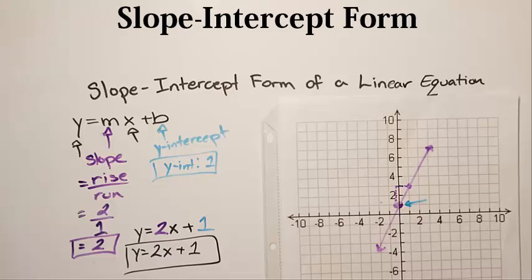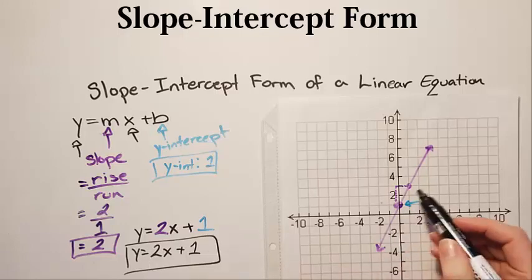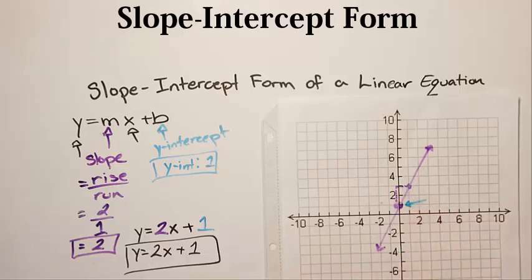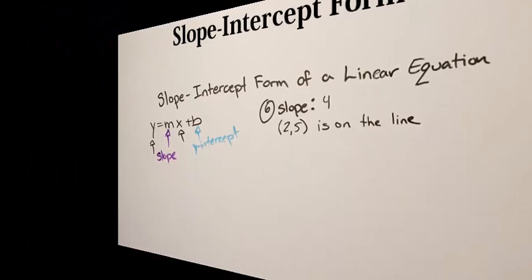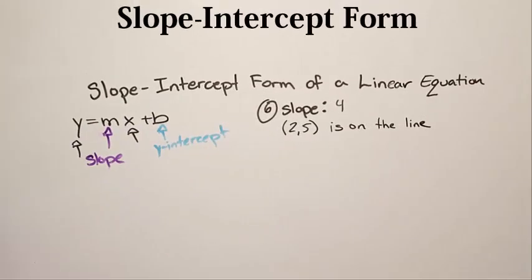So this is supposed to be the line that crosses at 1. It crosses at 1, and the slope would have been going up 2 over 1 every time to get to a new point. So now the problems get a little bit more difficult.